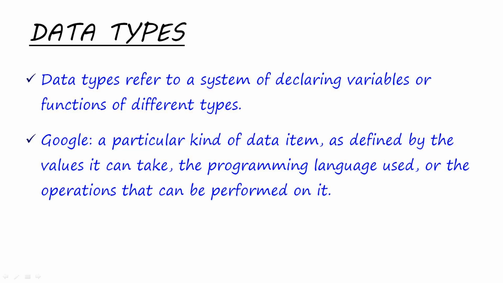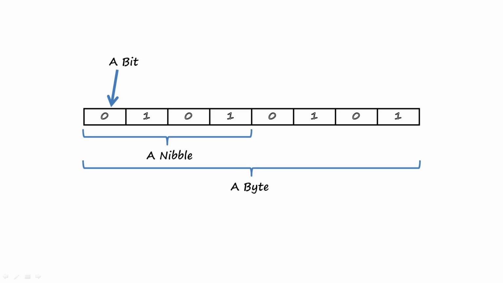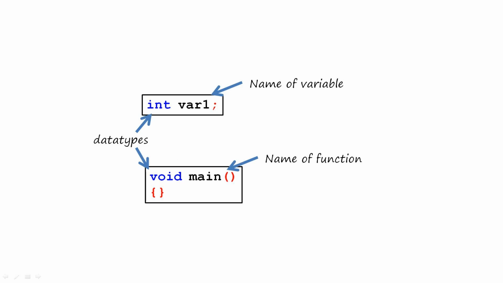As you know, any information is stored in a computer as 0 or 1, and this 0 or 1 is known as a bit. If I collect 4 bits, it's known as a nibble, and if I collect 8 bits, it's known as a byte. For example, if I am defining my variable as an integer, then it will take only 2 bytes of data or 16 bits of data.